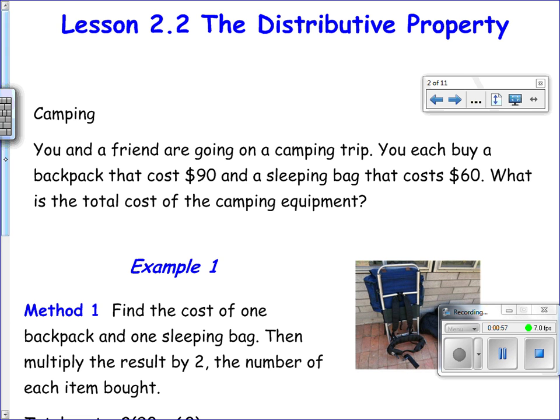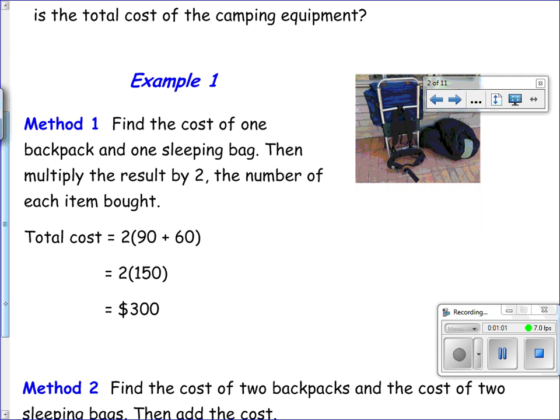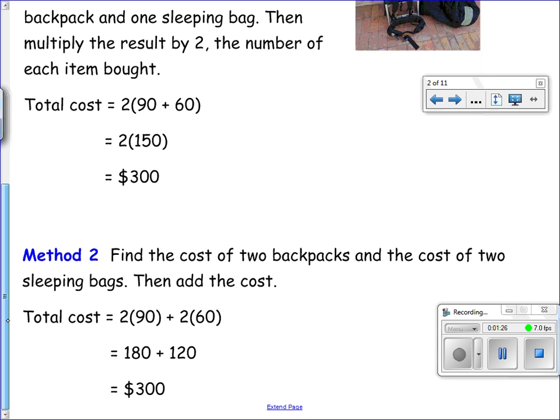Well, in this first example, there are two methods that we can use to determine the cost. Method 1, you can find the cost of one backpack and one sleeping bag, then multiply the result by 2, the number of each item bought. So you have your total cost, and it's going to be equal to 2 times (90 plus 60). Then you simplify that. That would be 2 times 150, and the total cost is going to be $300. That's the first method, one method you could use to determine the answer.